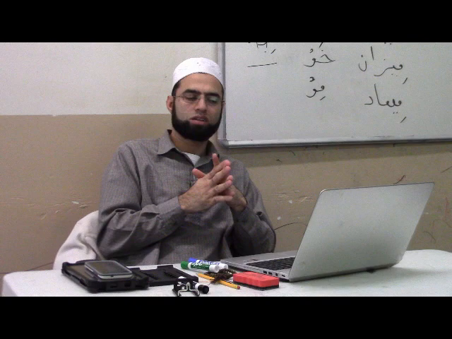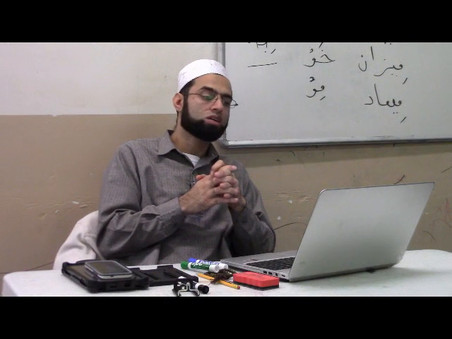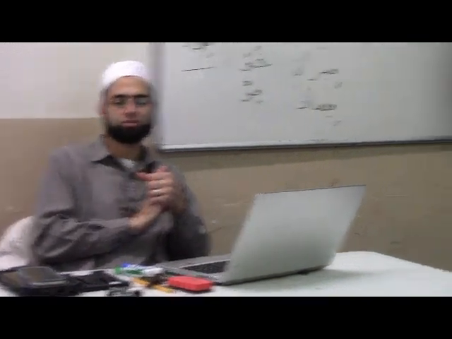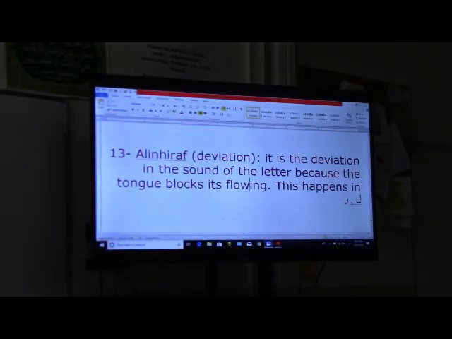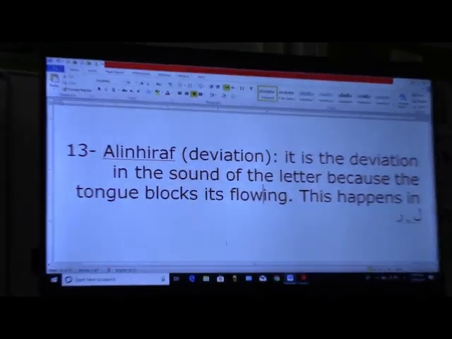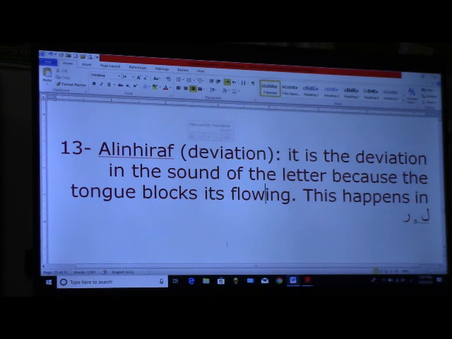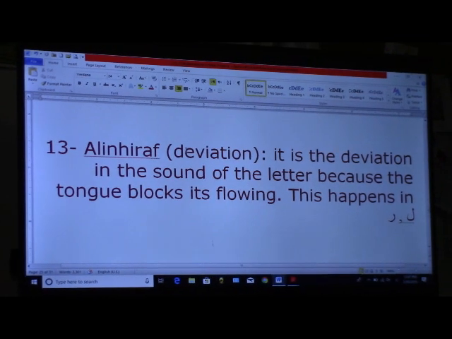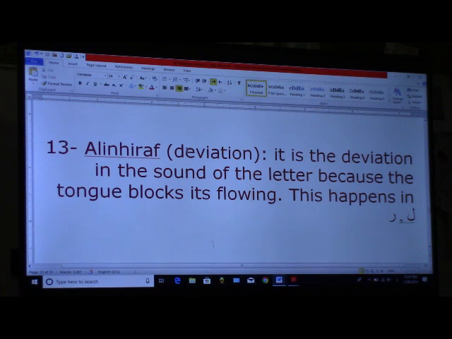The deviation in the sound of the letter, because the tongue blocks its flowing, and this happens only in the lam and the ra. So al-inhiraf in the language is what, again, you see, always, as we mentioned, in Arabic, the technical term, or the terminology, will be like the Arabic meaning. Al-inhiraf in the language is what? Deviation, turning. In tajweed, the deviation or the turning, we can say.